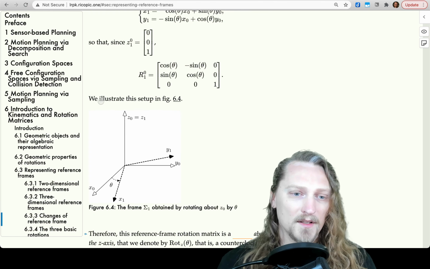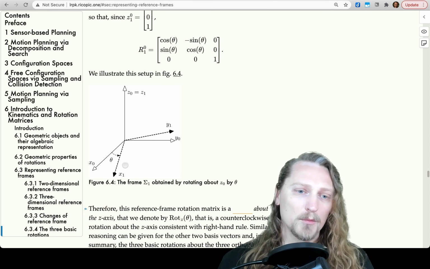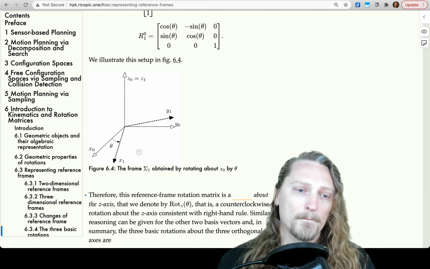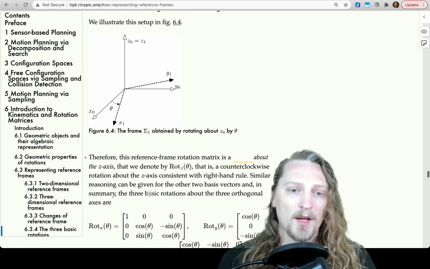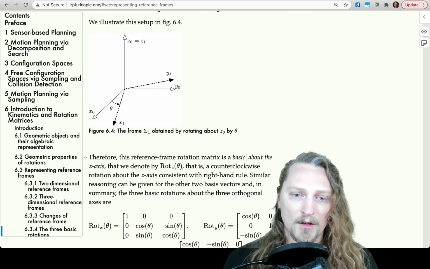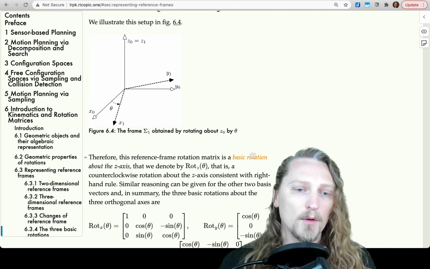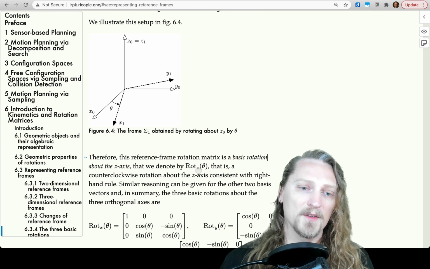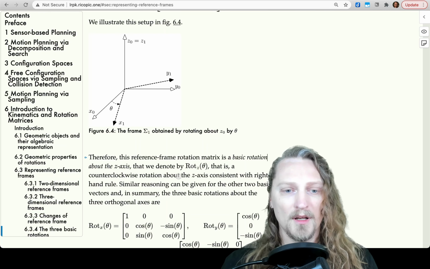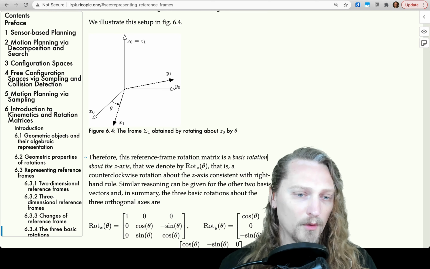And we can illustrate this setup in the figure. So we see that z0 equals z1. We've only rotated in the xy plane. Okay. Therefore, this reference frame rotation matrix is a basic rotation about the z-axis that we denote by rotation about the z-axis of the angle theta. That is a counterclockwise rotation about the z-axis consistent with the right-hand rule, as I mentioned before.